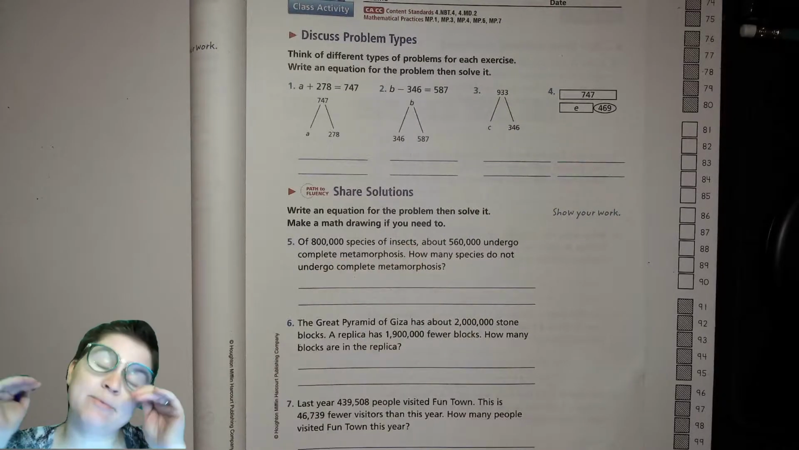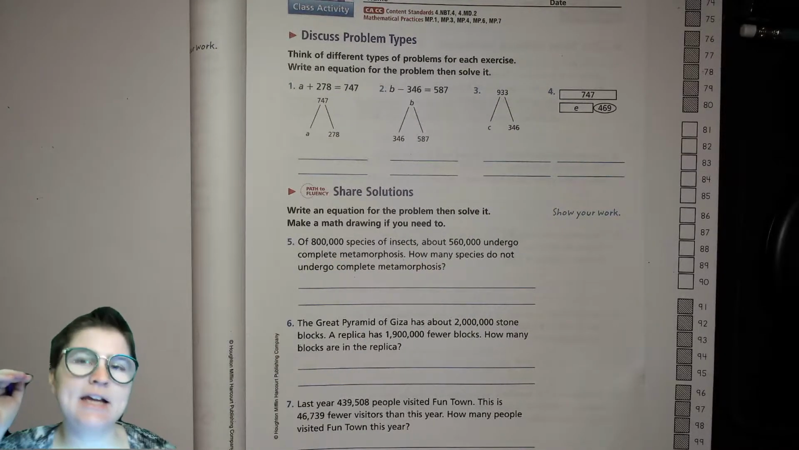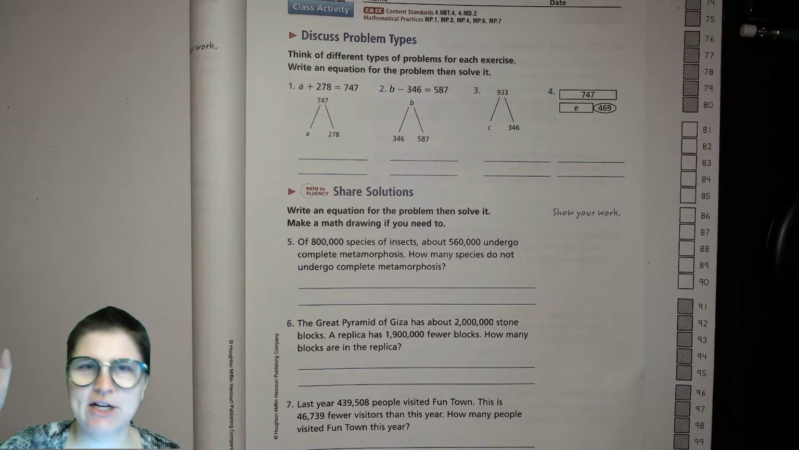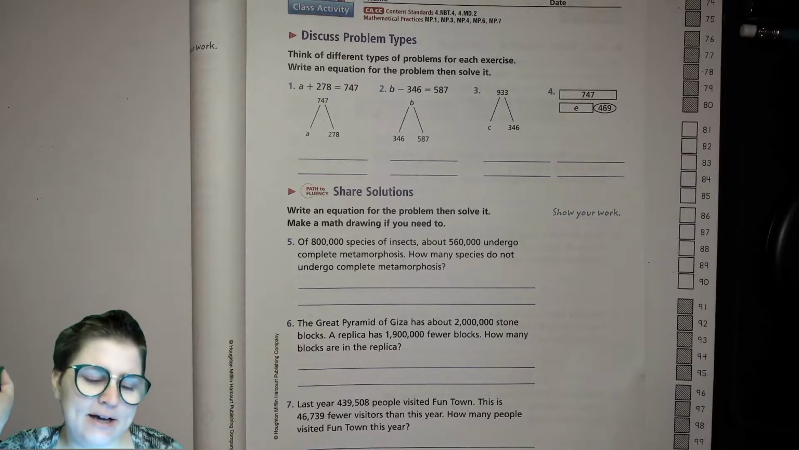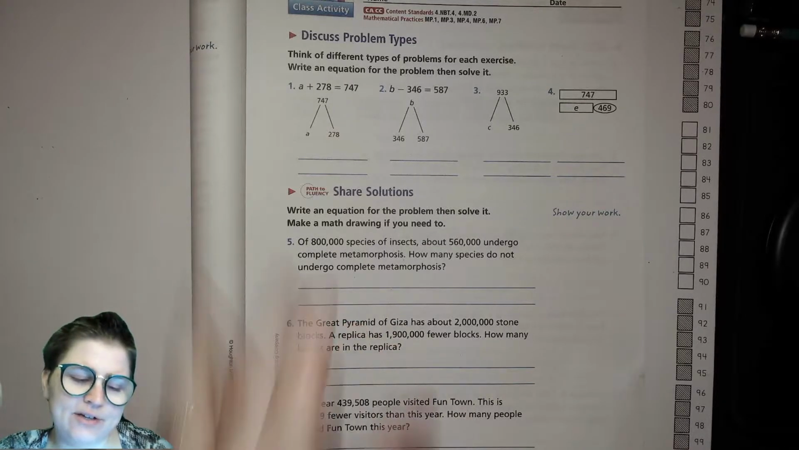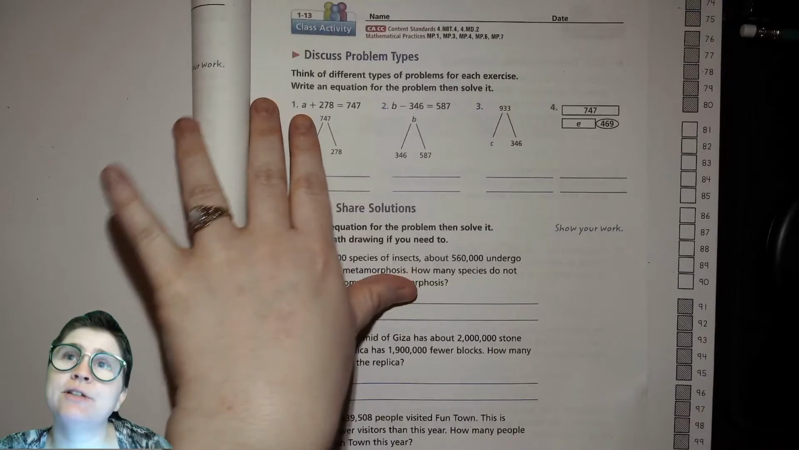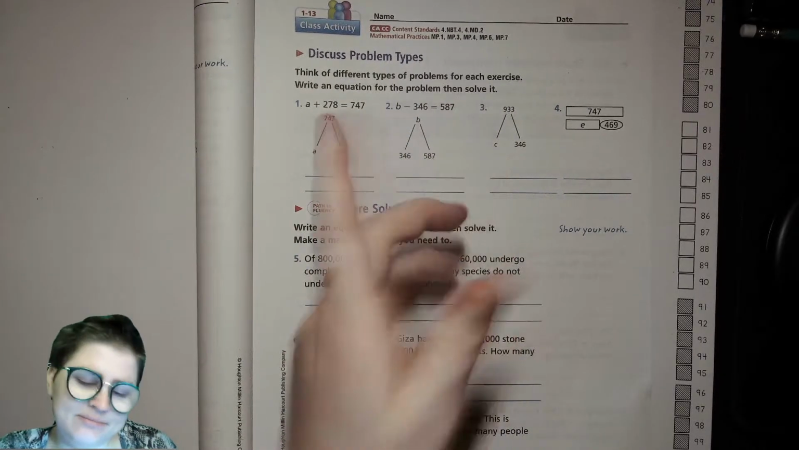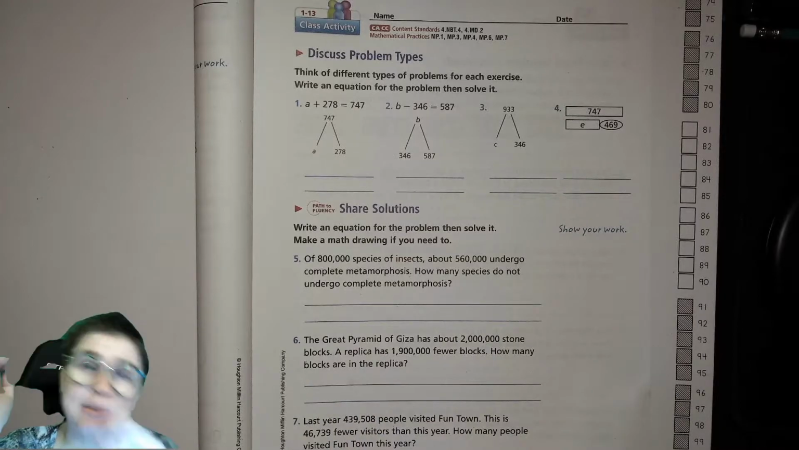Not all word problems are like Bobby has 10 cats. If he gets 5 more, how many cats does he have now? Sometimes you're looking for one of the partners. Sometimes you're looking for the total. Sometimes the way it's worded can be a little bit confusing.